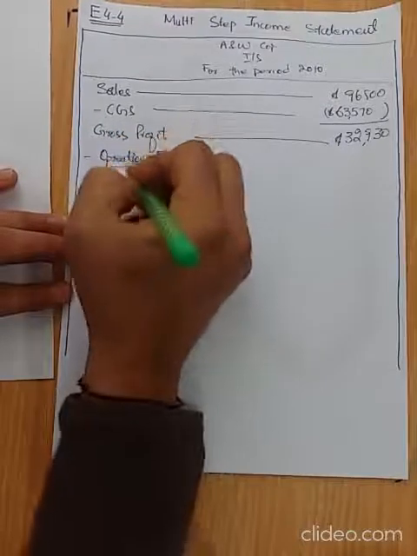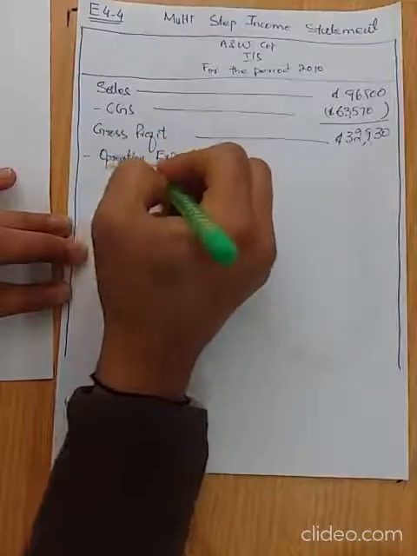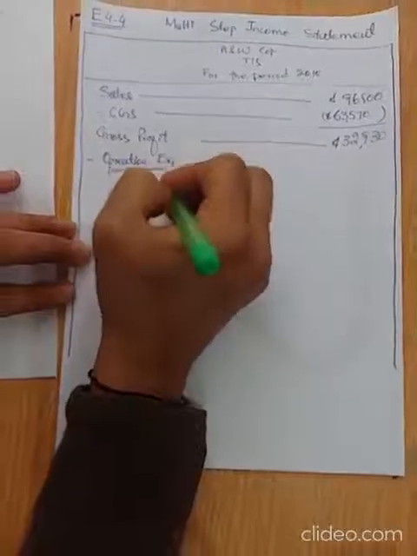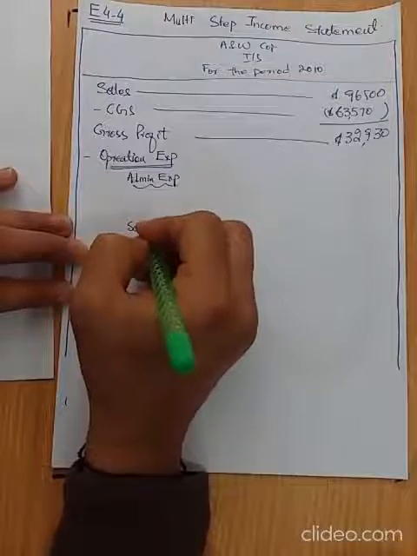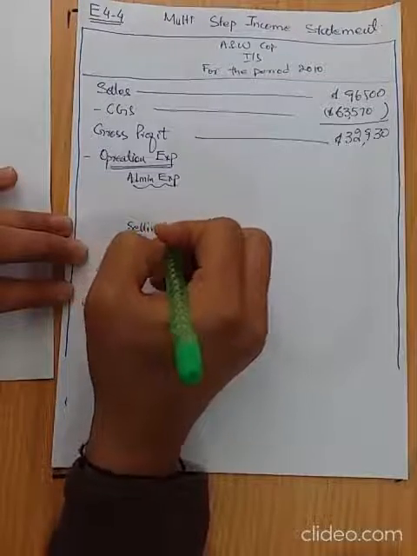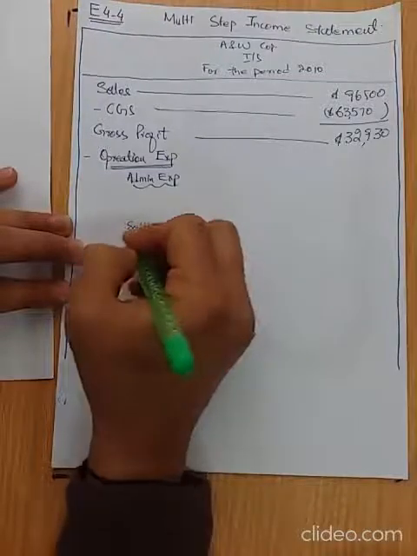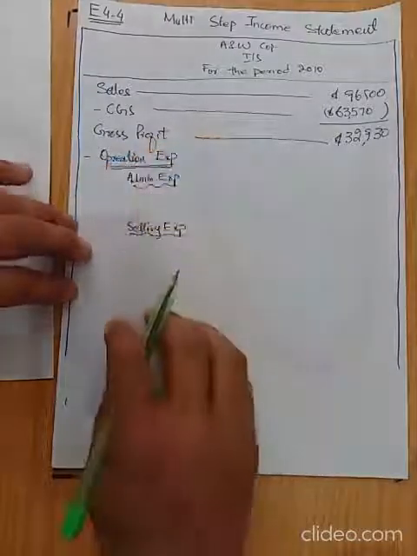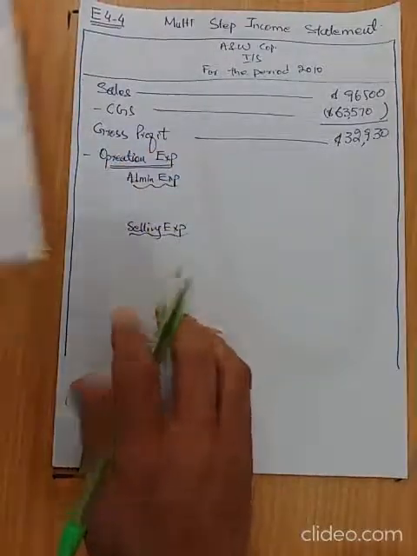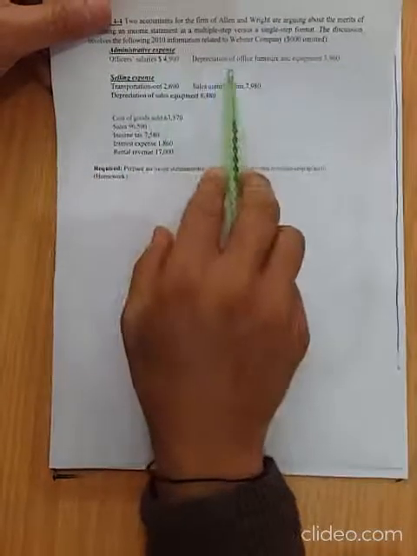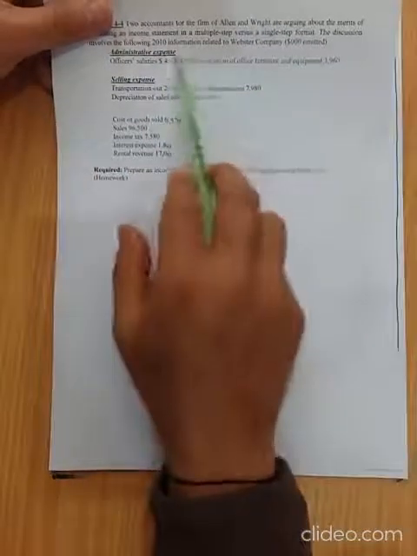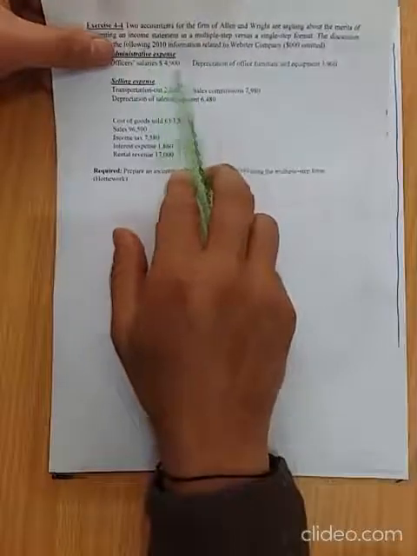Okay, after this we are supposed to subtract the operations related expenses, or you can say operating expenses actually. Now as the organization has divided their operations into two sections or two departments, admin related and selling or sales related expenses, I have created two subheadings within the major heading of operating expenses. Let's see what we have in admin. In admin we have officer salaries and depreciation of the office equipment. Salaries are 4,900, equipment is 3,960.